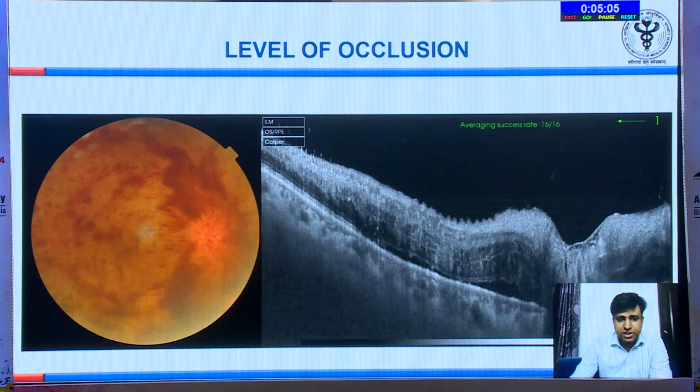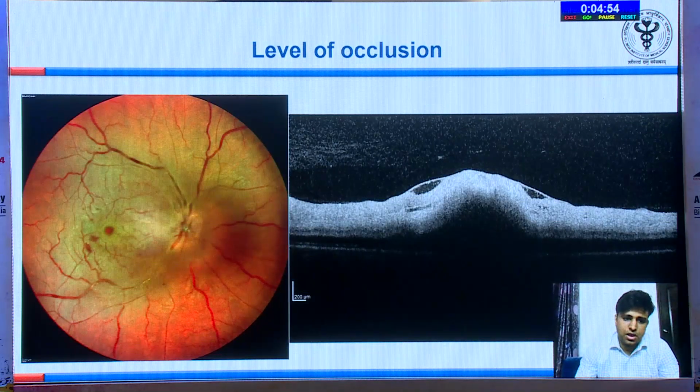This was a patient of central retinal vein occlusion, and OCT confirmed presence of a diffuse macular edema along with a shallow neurosensory detachment. Hence, this patient was injected with anti-VEGF. This was a patient of CRAO, and OCT showed inner retinal hyperreflectivity, which is classically seen in arterial occlusions.